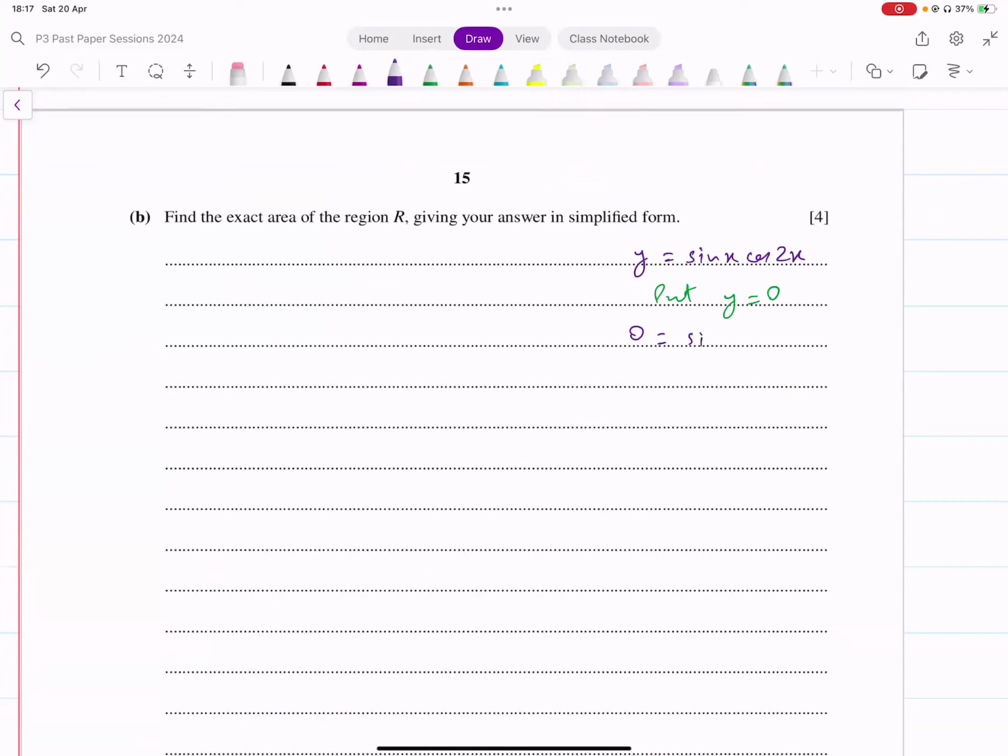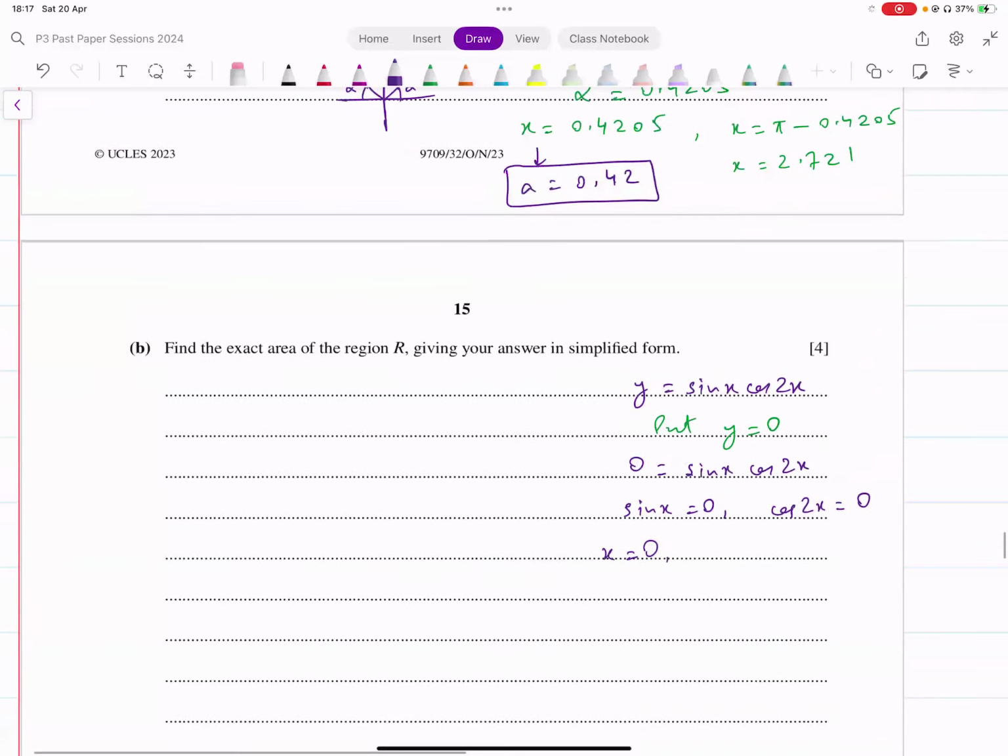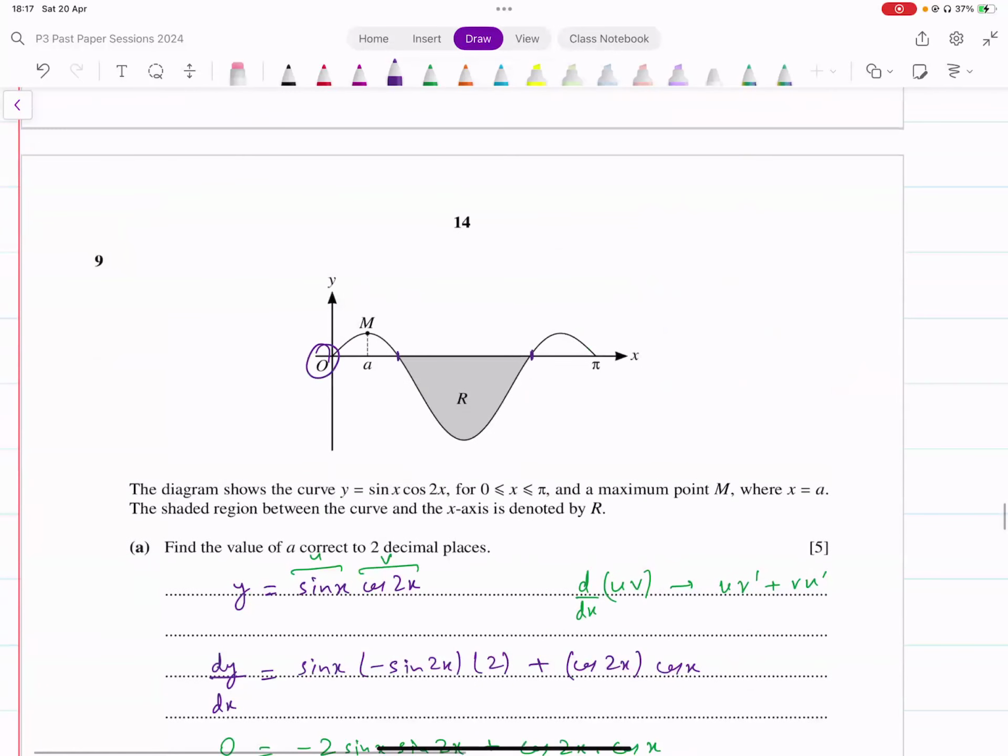Let's see what we get from that. 0 equals sine x into cos of 2x. Now, since it's a product, we can put each one of these equal to 0 separately. So we get sine x equal to 0 or cos 2x equal to 0. Since it's a product, that means either the first thing is equal to 0 or the second thing is equal to 0. Now, what do we get from the first one? When is sine 0? Sine is 0 when x is equal to 0. But you can clearly see that's this point. That's not what we want.